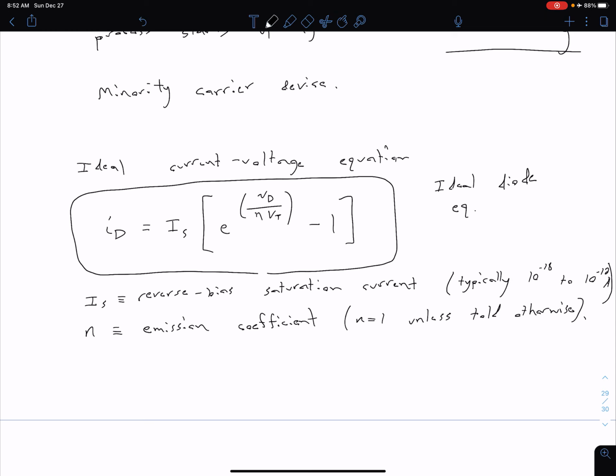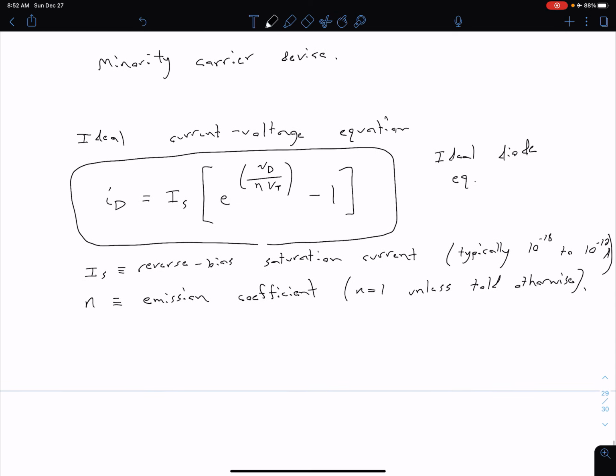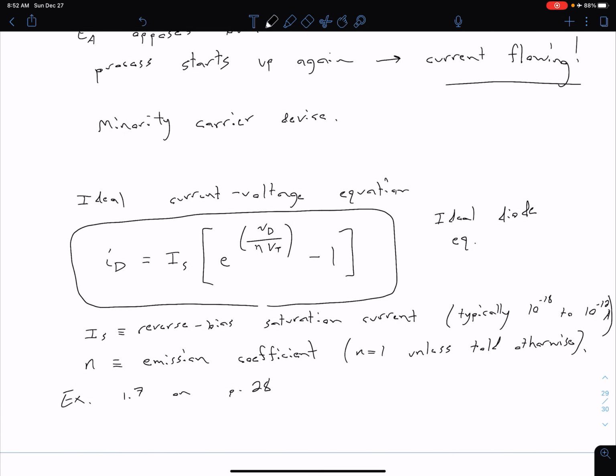We're not going to look at any examples using this equation explicitly, but if you want to get some practice with it, if you're a little rusty using exponentials, look on page 28, example 1.7. It will get you some practice with this equation and comfortable with some specific numbers. Again, we're going to talk about some other models and other things related to this in following videos.